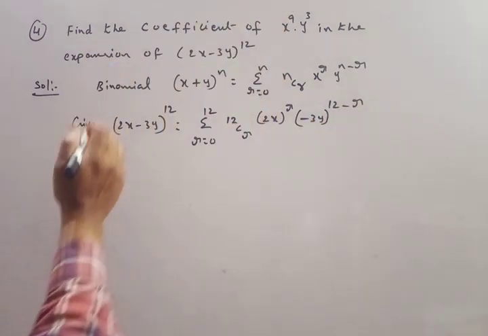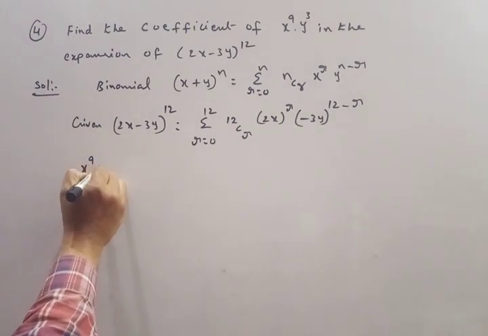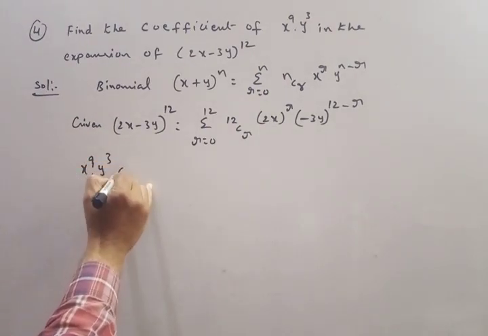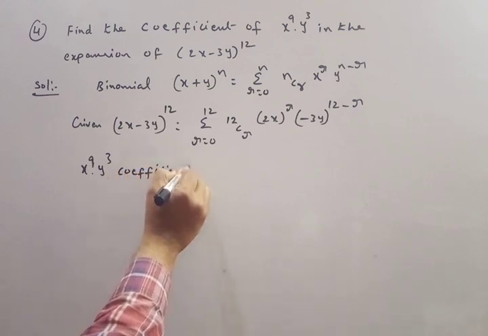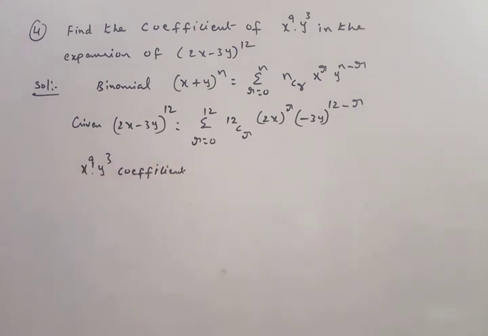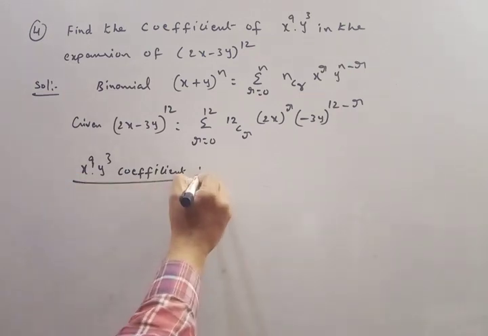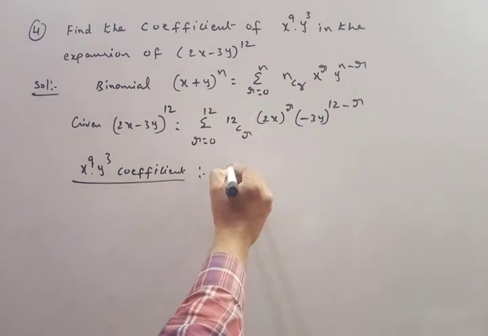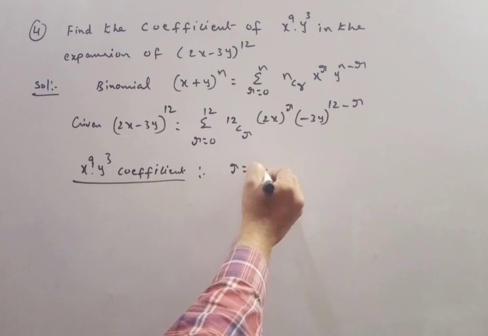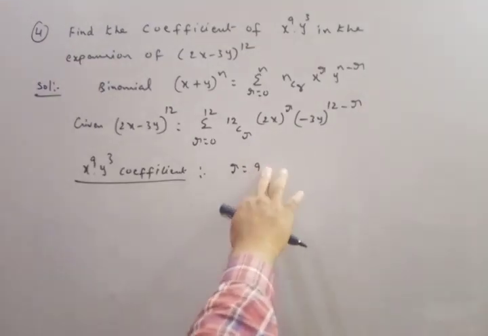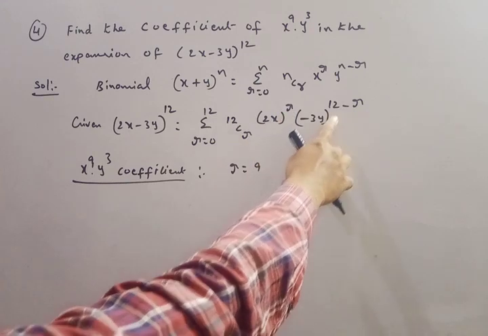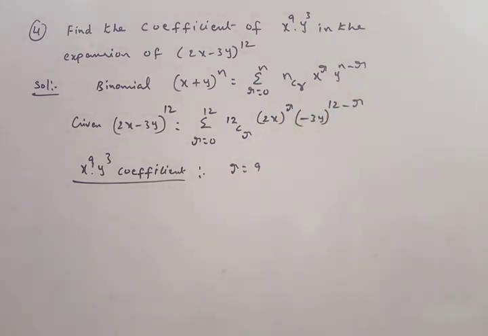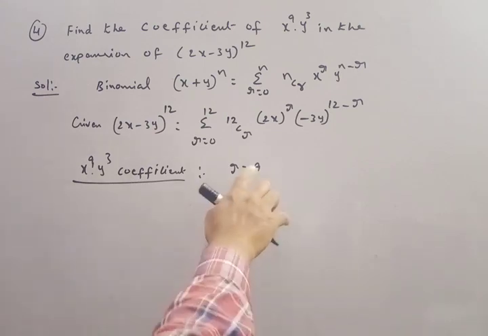He is asking for the coefficient of x power 9 y power 3. Correct? He is asking for the x power 9 and y cube coefficient. To get that, what do we have to substitute in place of r? Let r be equal to 9. If I take r is equal to 9, what do I get? x power 9 and y power 12 minus 9, which is how much? 3. Correct? Very simple, no?